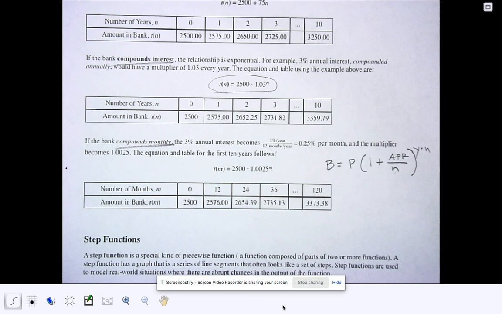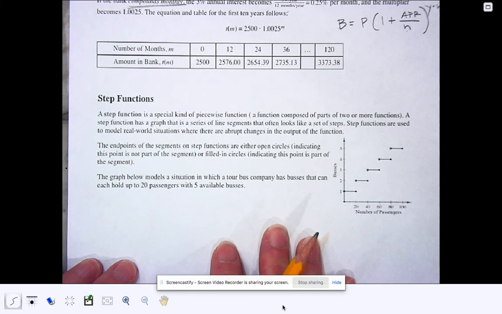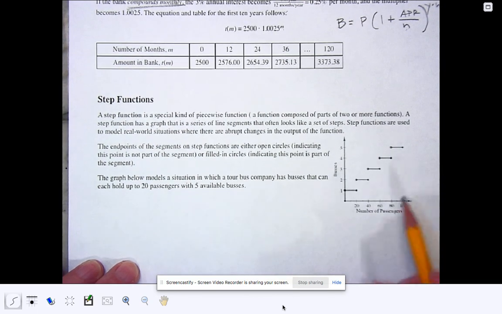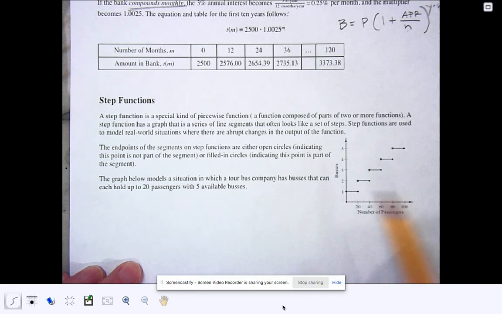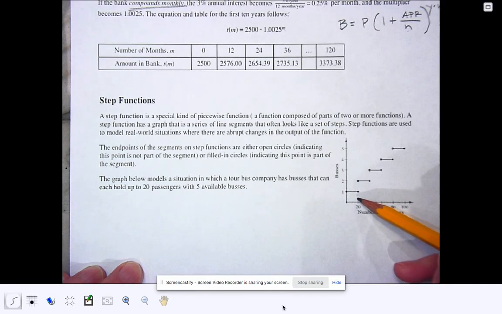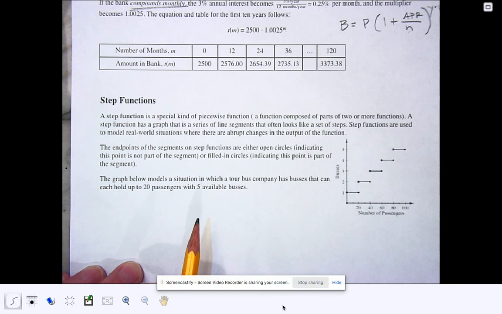All right, step functions. We did a little bit with step functions on the gizmo. You found out that your bank balance basically stayed the same amount until the end of that time period, whether it was quarterly or monthly or whatever, and then they'd add the interest, so it'd stay that same balance until boom, they added the interest again. That's what a step function is.